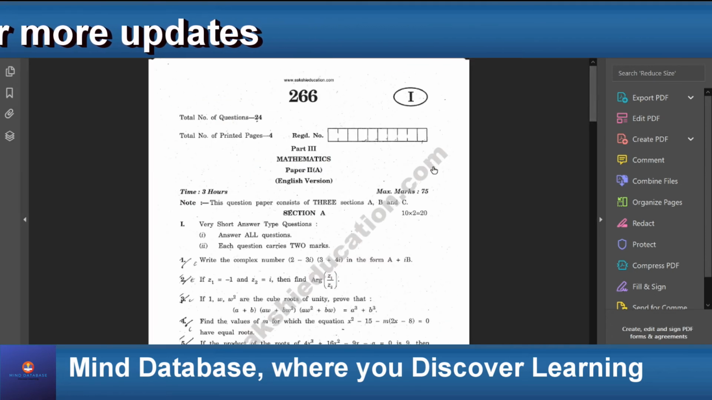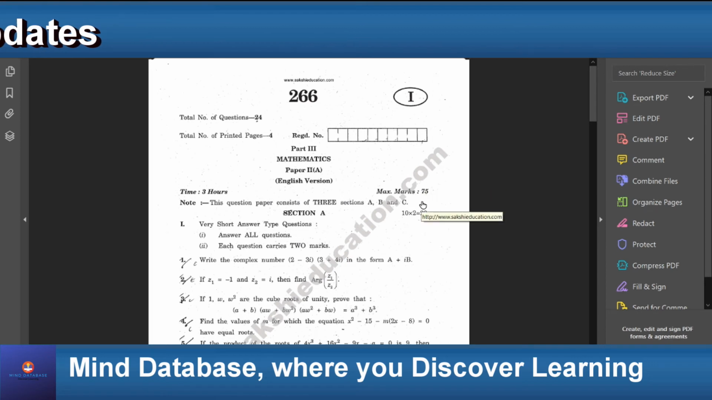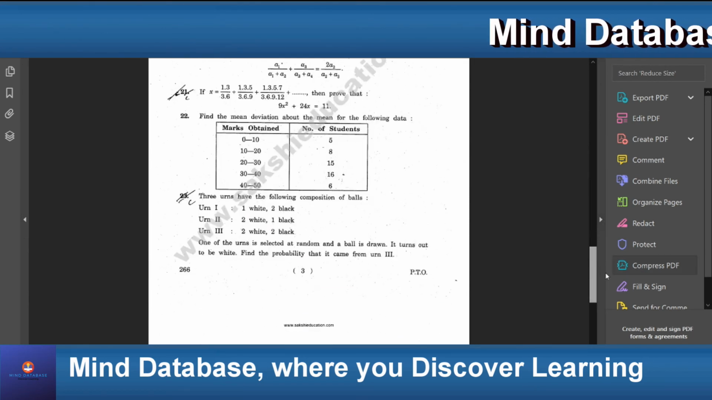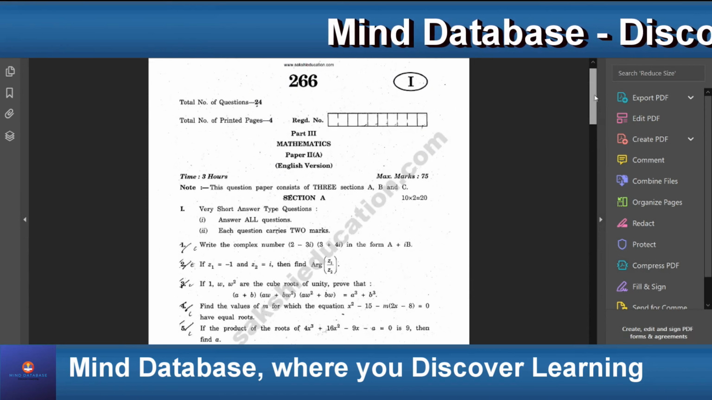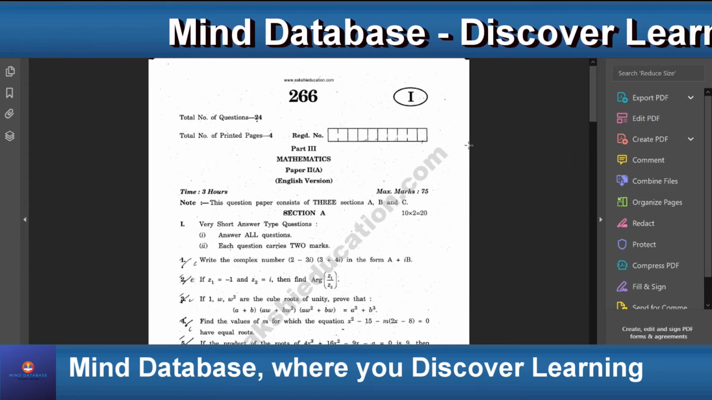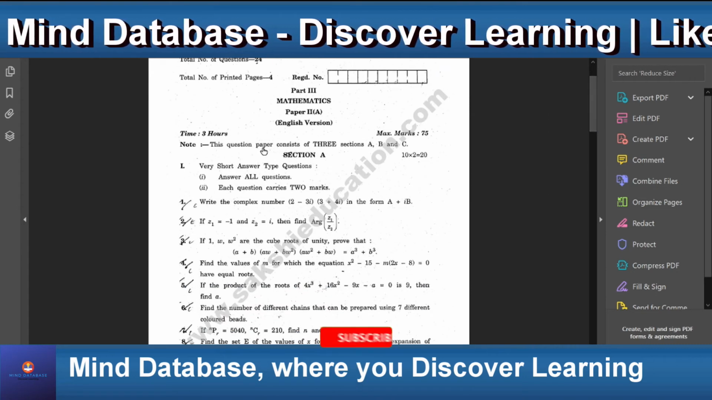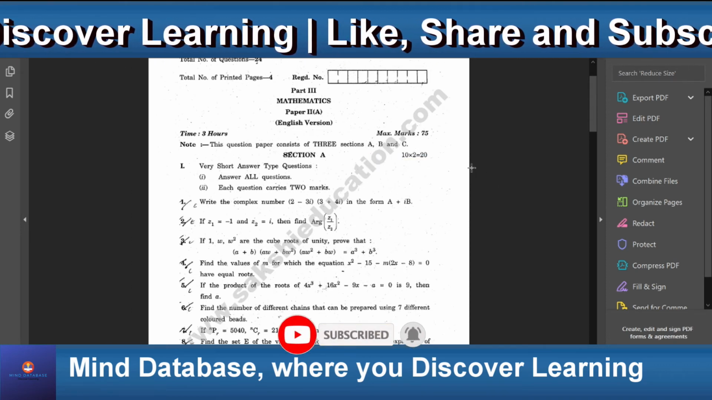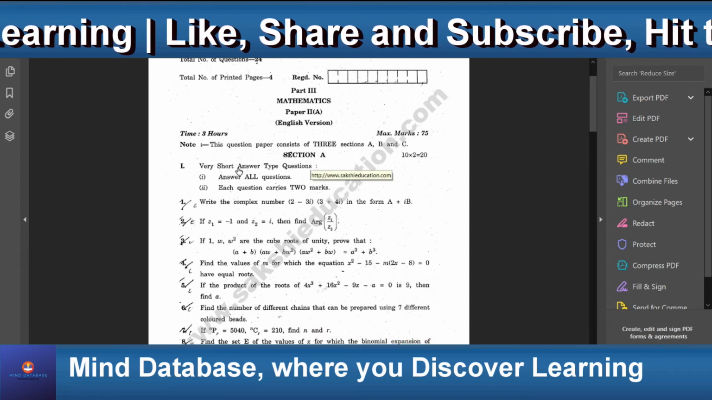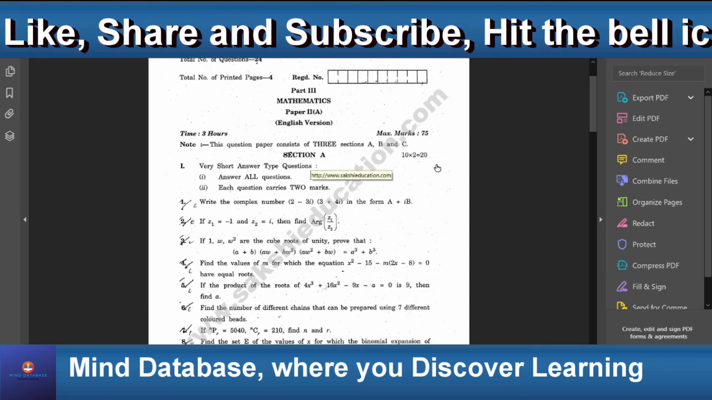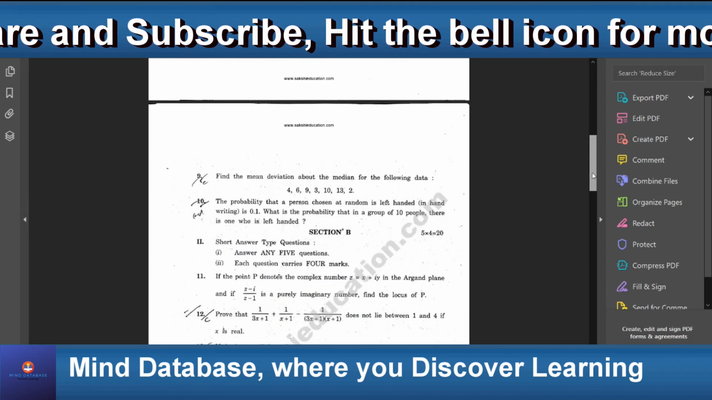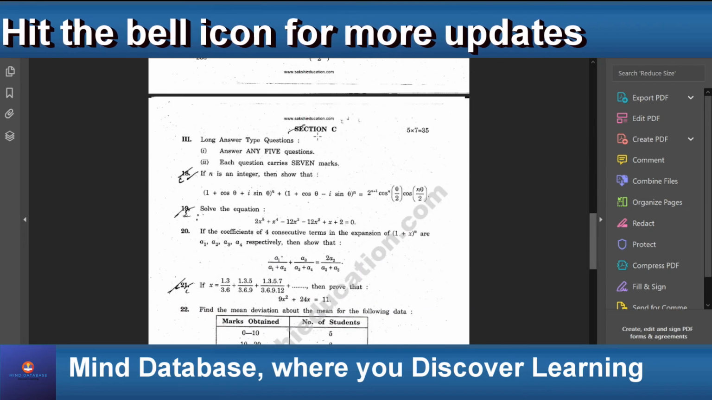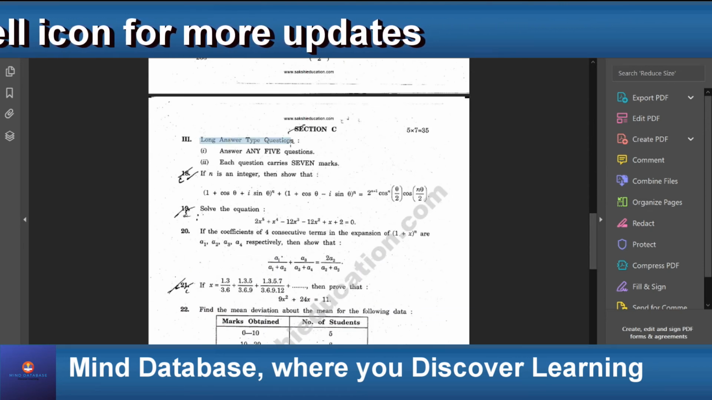Let's have a look at the complete paper pattern and the model paper. Here is the model paper of mathematics 2A. So let's have a look at the paper pattern. This question paper consists of 3 sections, A, B and C, where section A consists of very short answer questions, section B consists of short answer type questions, and section C consists of long answer type questions.